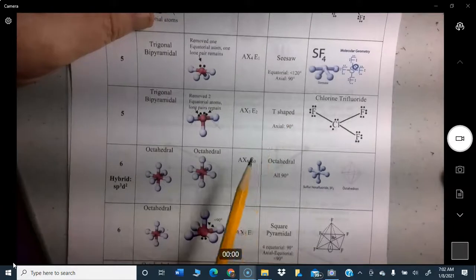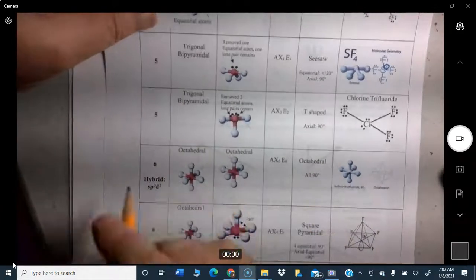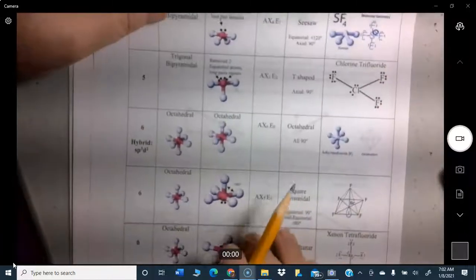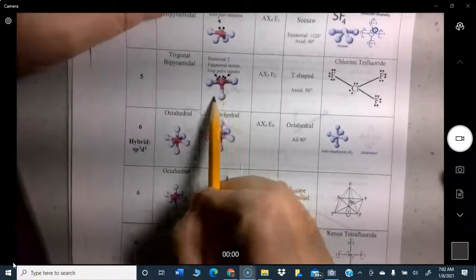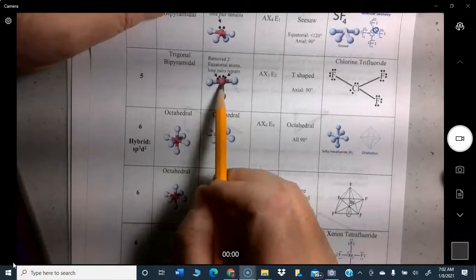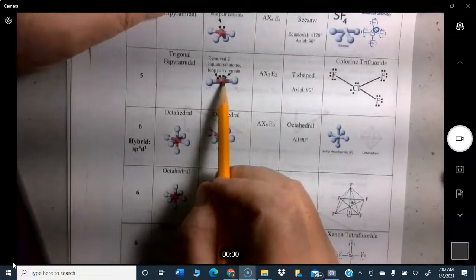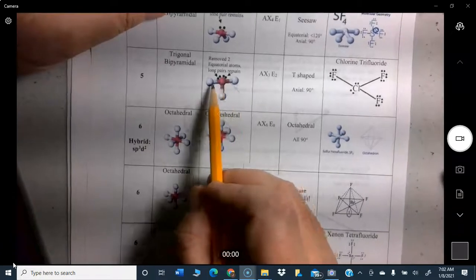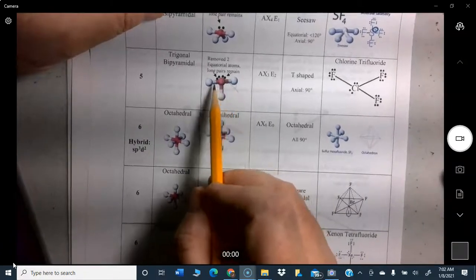Okay, but that's not even what we're talking about. We're talking about one that's AX2E3. So you're taking off this one now. So now you have three lone pair electrons around this central atom and two bonding. What that's going to do is it's going to straighten the molecule out back again. It's going to be linear.